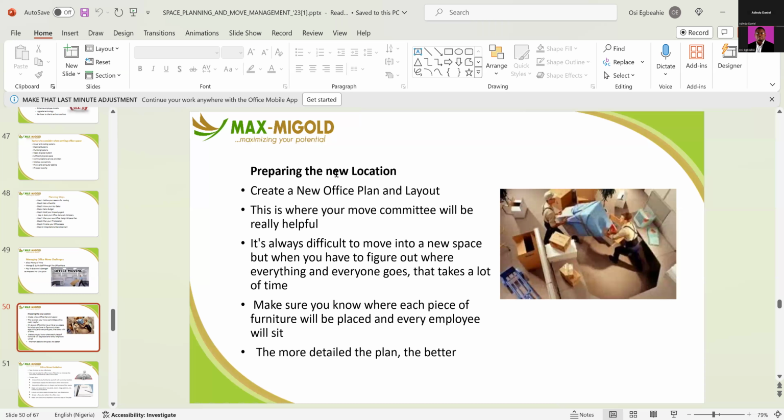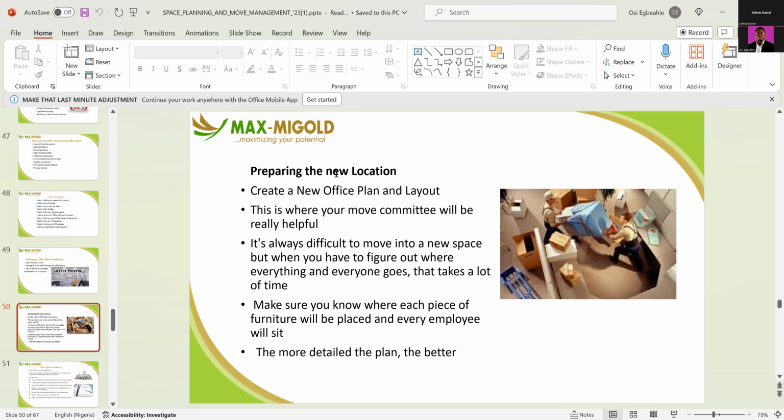Preparing the new location. When you are planning for the new location, you need to create a new office plan layout. This is where your move committee will be helpful. It's always difficult to move into a new space when you have to figure out where everyone goes. That takes a lot of time. So allow the people to do their planning, allow them to do the design, and then you just vet it and send it to senior management to sign off, so that everybody knows where they are going and is able to manage the move when the activity starts.